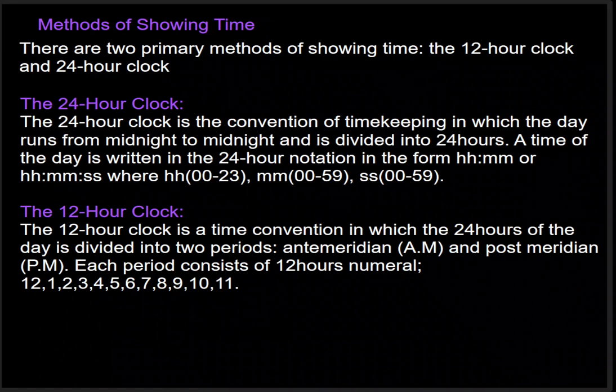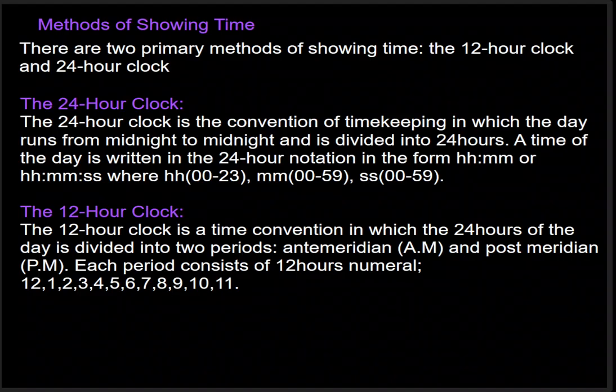Now we'll go to methods of showing time. So we have two primary methods of showing time. We have the 12-hour clock and the 24-hour clock system. So let's start with the 24-hour clock system.